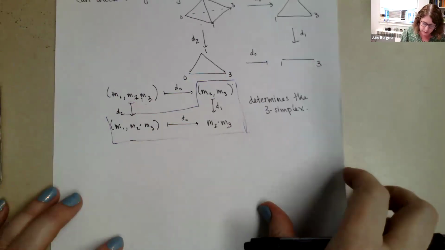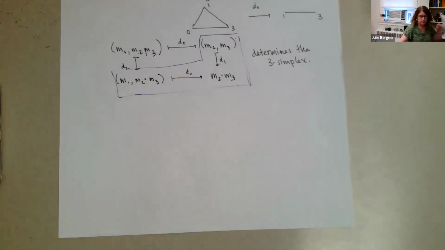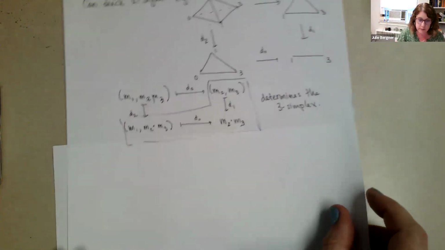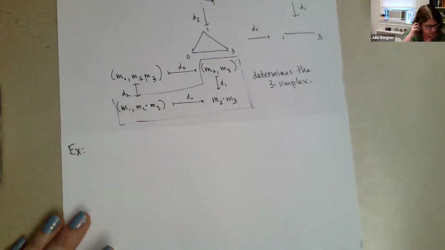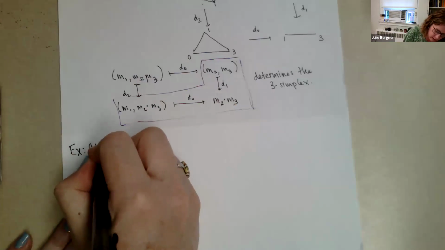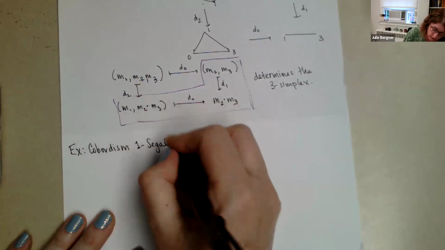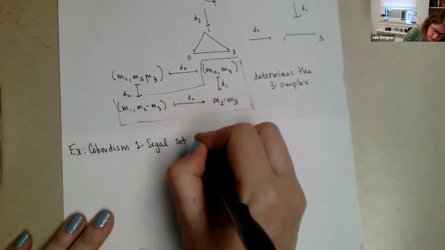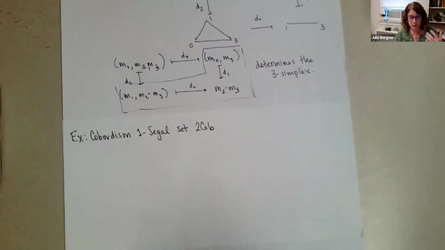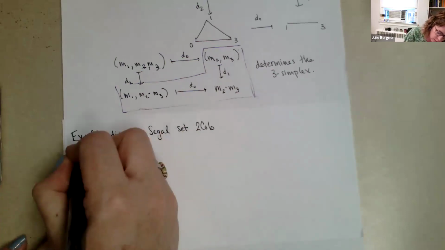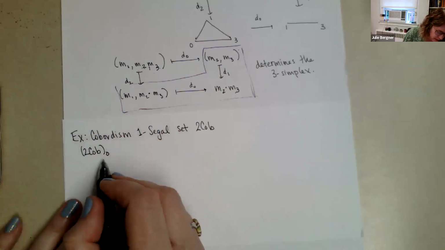Okay, I think I have time for one more example, and this is a more geometric example. I'm going to start with the 1 Segal version. So we have the cobordism 1 Segal set, called the cobordism category 2Cob, and I'm going to write it as a Segal set, as a simplicial set, rather than as a category.